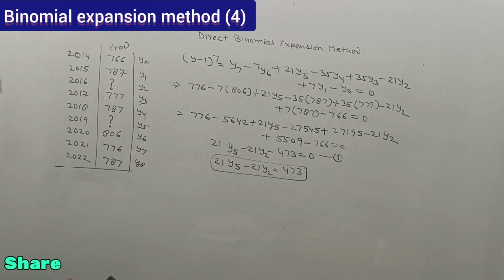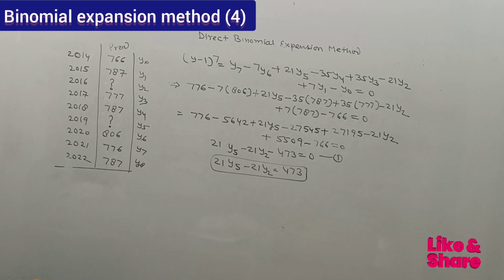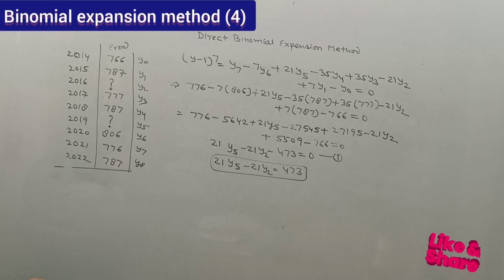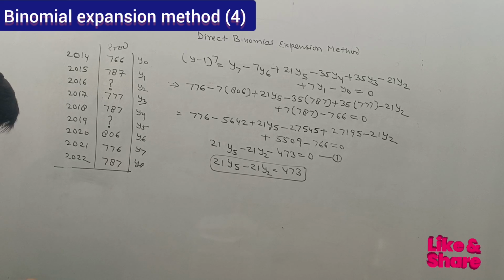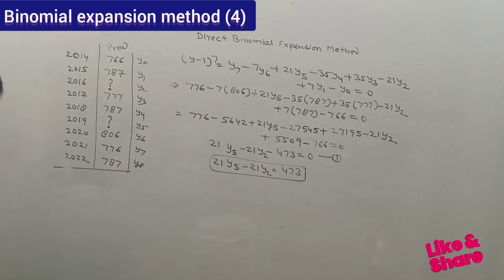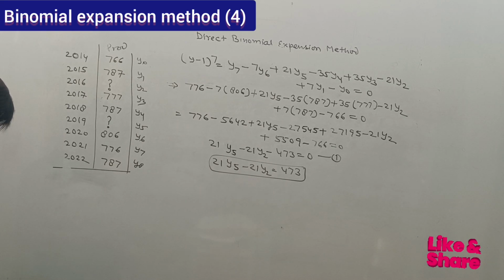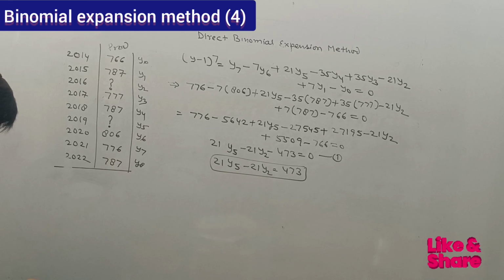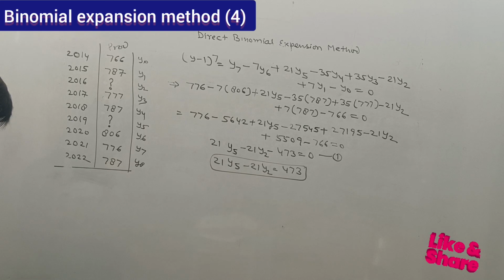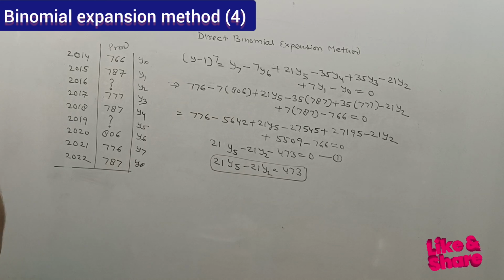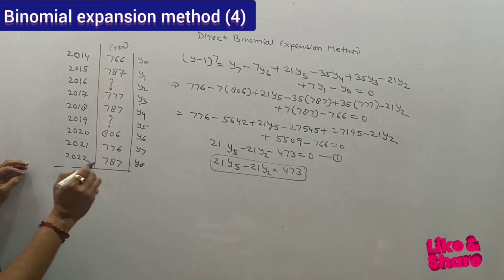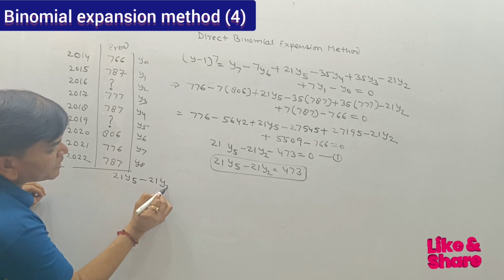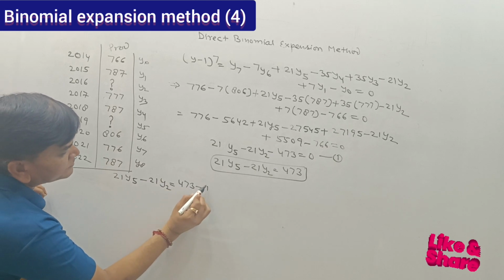Again, I should check once: 776 is a plus value. 806 multiplied by 7 is a minus value. 35 multiplied by 787 is a minus value. 35 multiplied by 777 is a plus value. Then 7 multiplied by 787 is a plus value. 766 is a minus value. So 473 is okay. So the first equation we have calculated is 21y5 minus 21y2 is equal to 473.